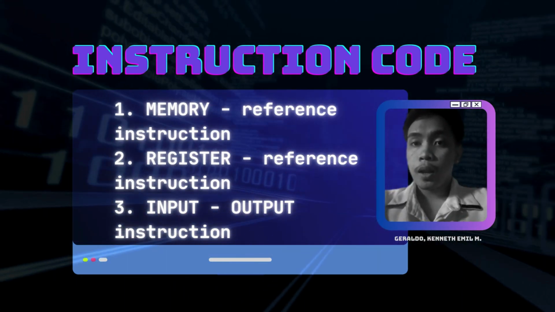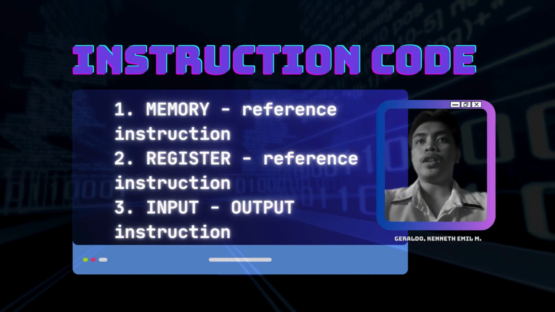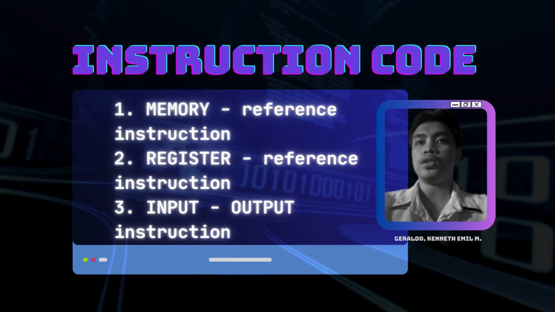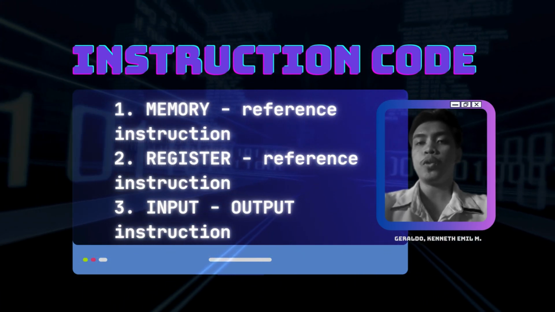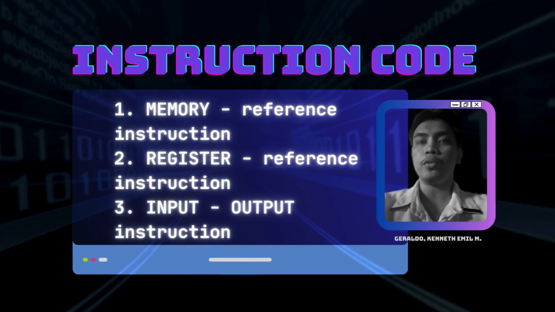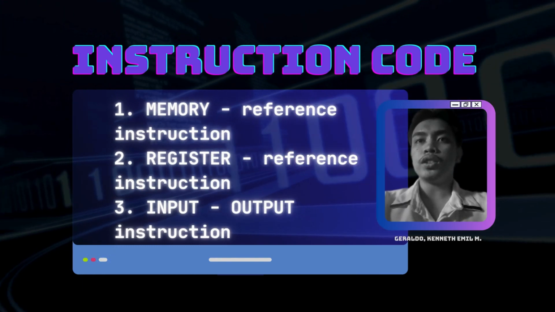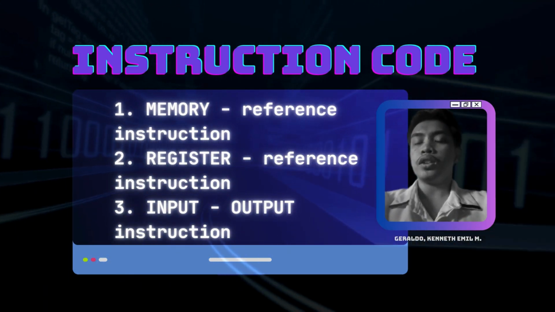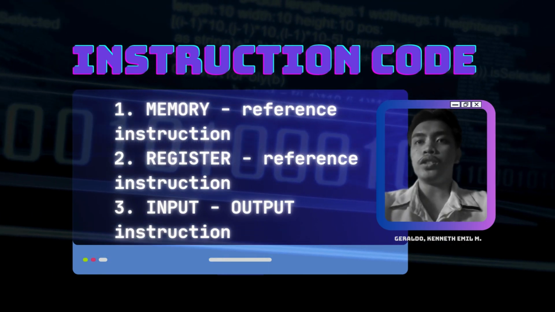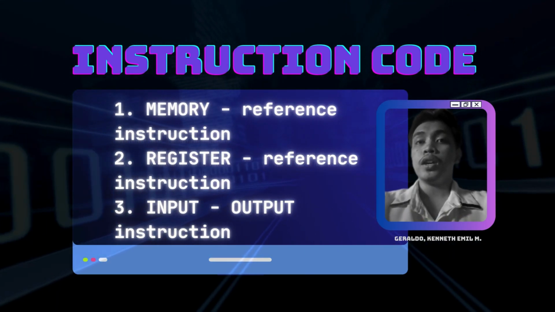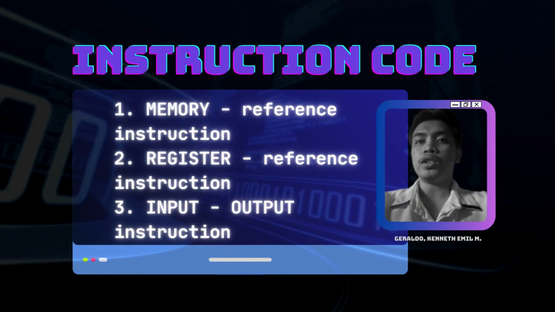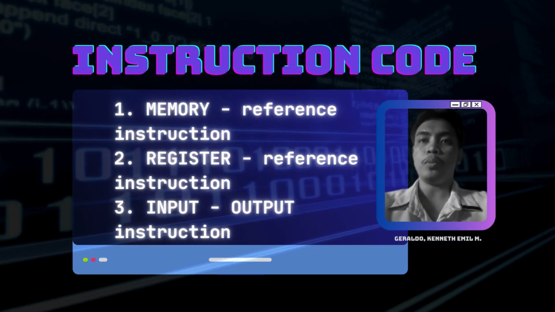Next is register reference instruction. This instruction format uses registers within the CPU to perform operations without needing to reference memory. Registers are small, fast storage locations within the CPU. The register reference instruction operates directly on these registers, enabling quick operations like data transfers between registers, arithmetic, or logical operations.